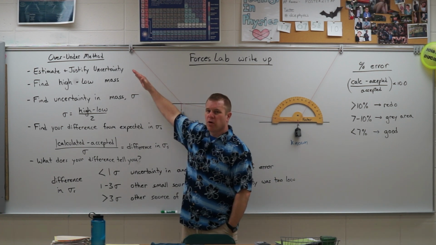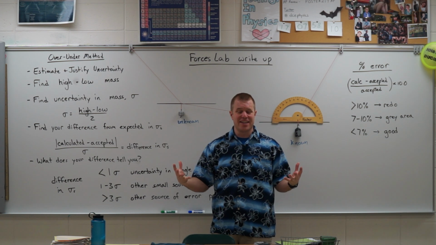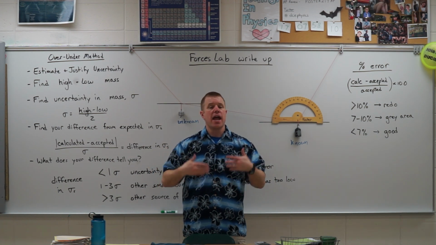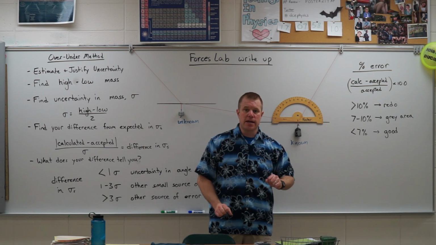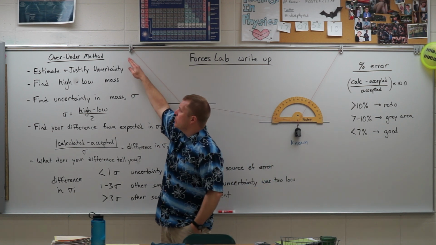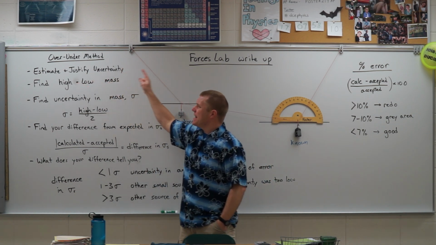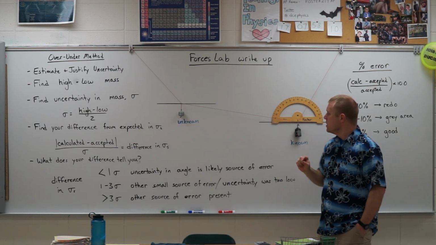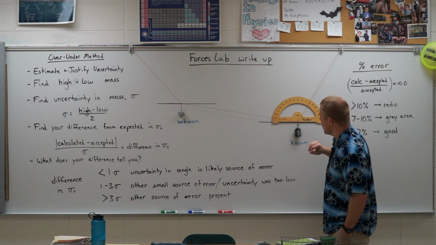So once we get to that less than 7% number and we're good, we're moving on. We're going to use the over-under method to analyze what kind of uncertainty we had in our original measurements and that percent error that we ended with. So how to do the over-under method, the first thing you need to do is estimate and justify uncertainties in your angles.